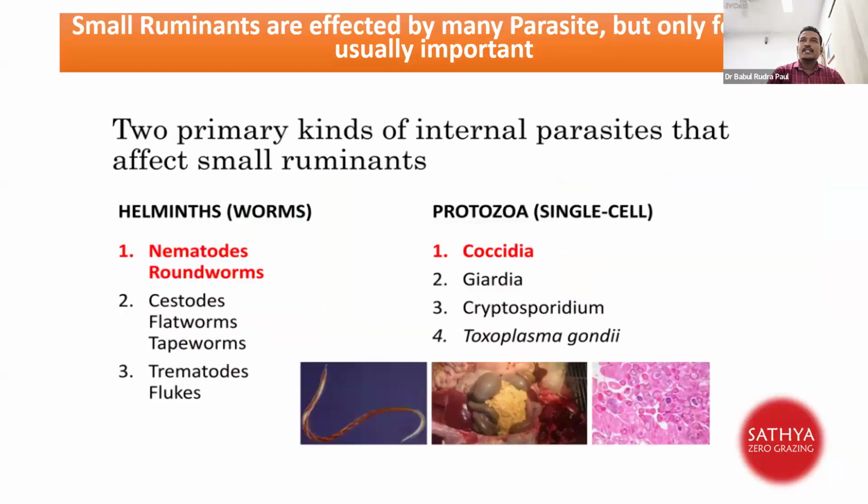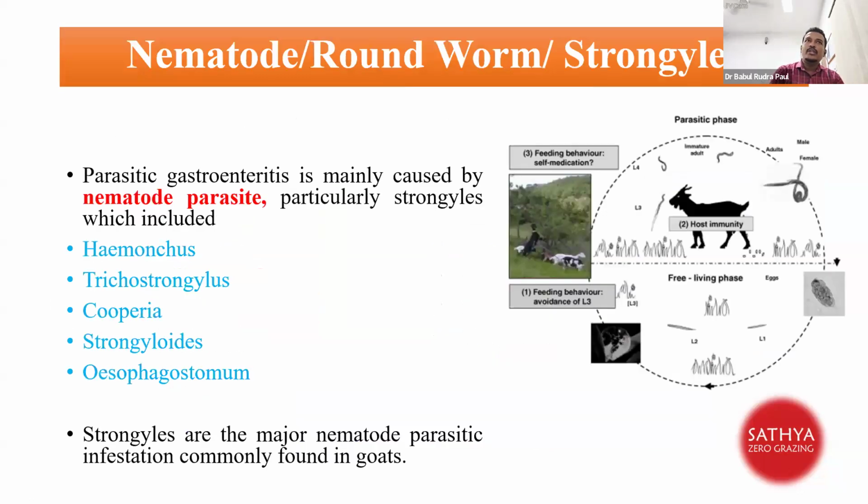Common gastrointestinal parasites are helminths and protozoa, but small ruminants are not affected by all the parasites. Few are mainly important in the case of goats. So I'll discuss a little bit about nematodes, which is the main group of parasites affecting the gastrointestinal tract of the goat. First one is Haemonchus, then Trichostrongylus, Cooperia, Strongyloides, and Oesophagostomum. Nematodes are the main culprit.